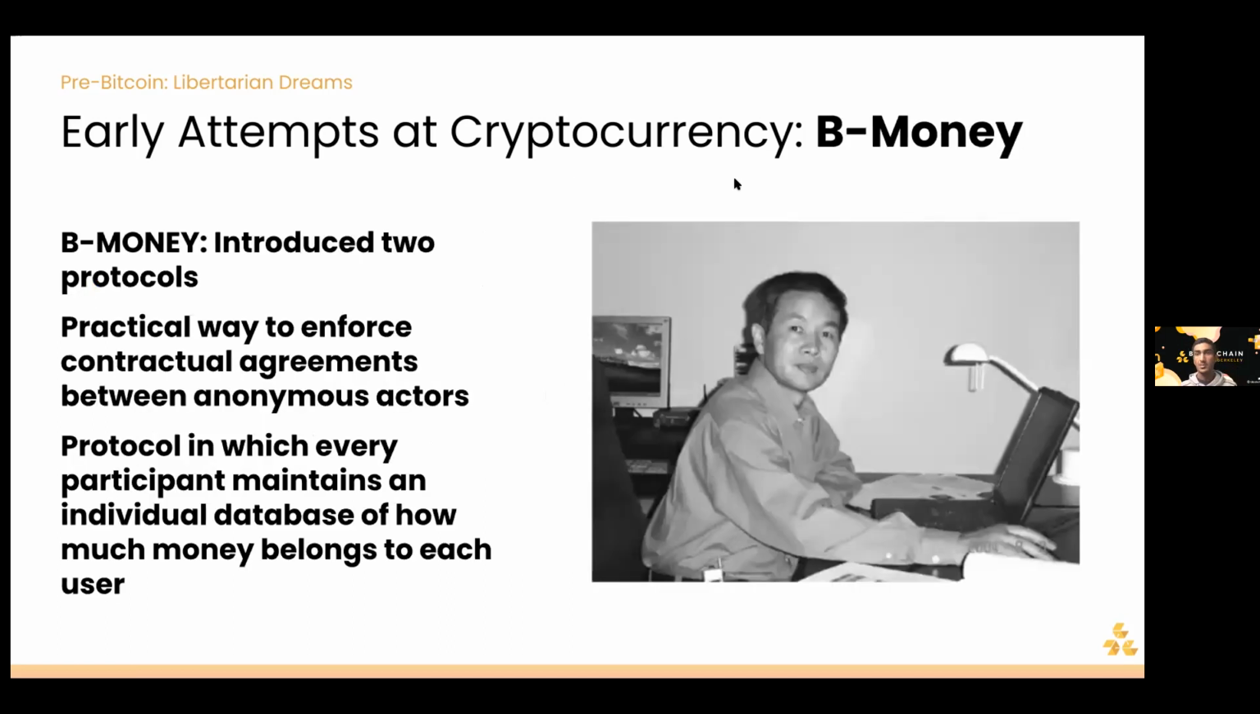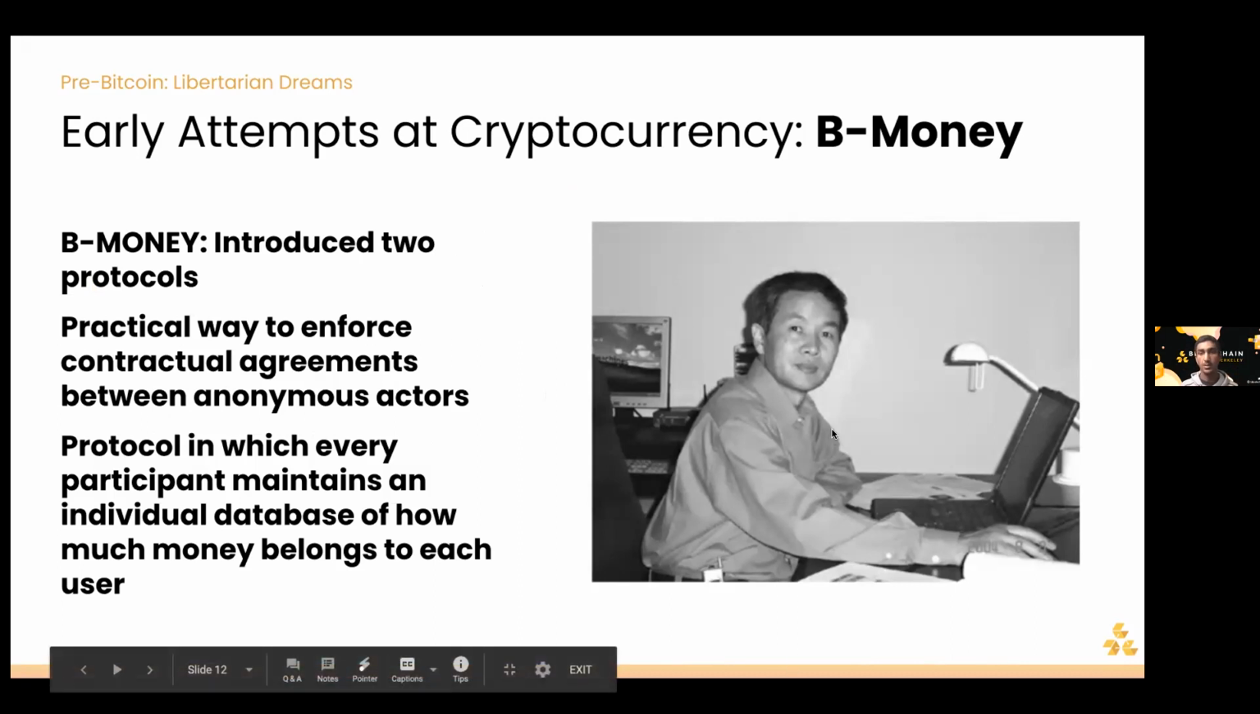A second attempt is B-Money, and this introduced two protocols. One was a practical way to enforce contractual agreements between anonymous actors, which is our current existence of an RSA cryptography scheme, or a public key crypto system. And the second is a protocol in which every participant maintains an individual database of how much money belongs to each user. So that is a big fundamental tenet behind blockchain.